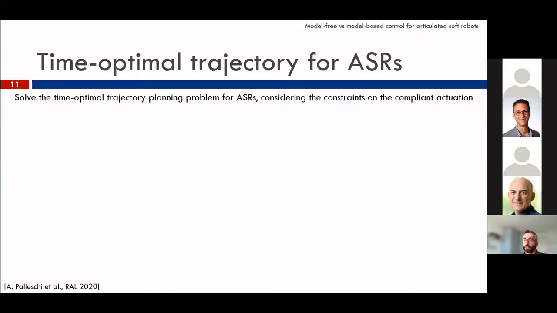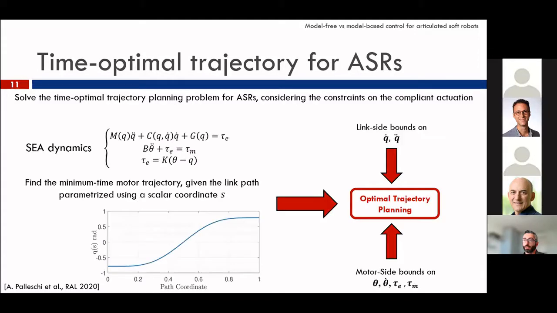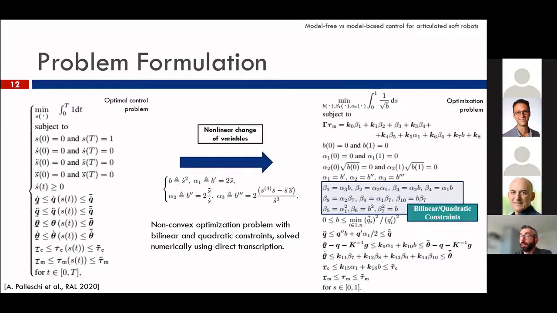If we assume to have a reliable model, we can tackle very interesting tasks. For example, here we tackle the problem of time-optimal trajectory planning for articulated soft robots, including also some constraints on the compliant actuation. Here we consider the dynamics of a series elastic robot, and we parameterize the link path using a scalar coordinate s. So we can write an optimal control problem, including also bounds both on the link side and on the motor side. And this is the problem.